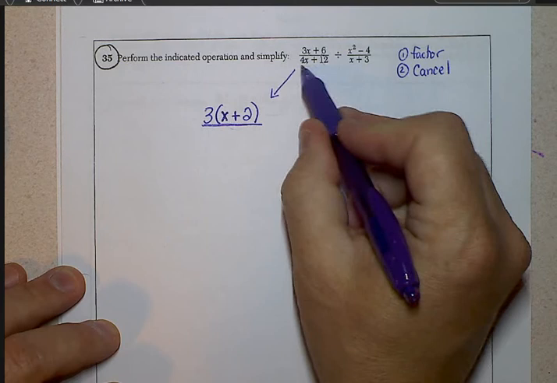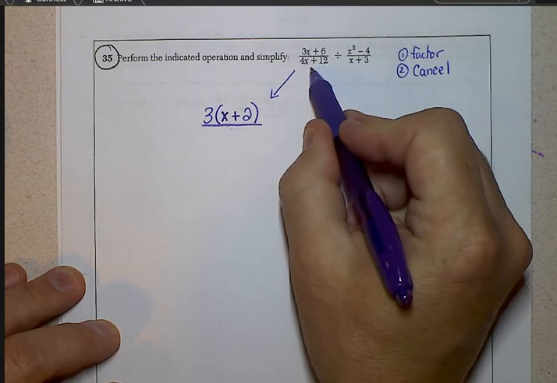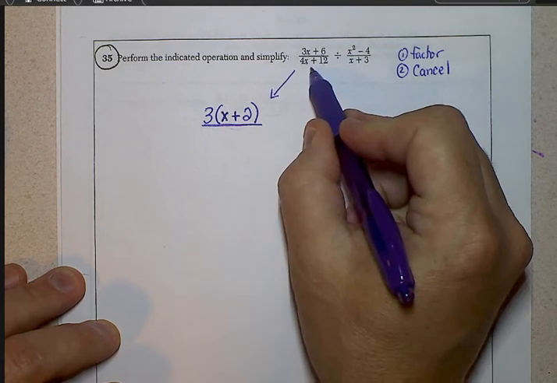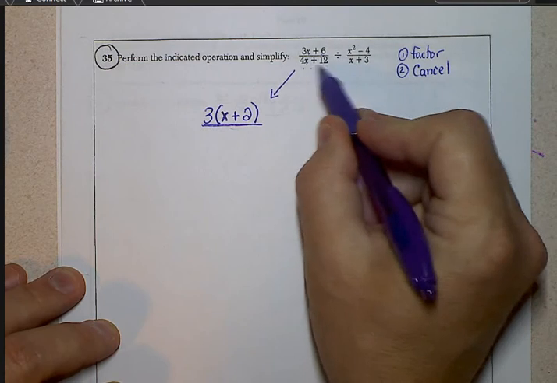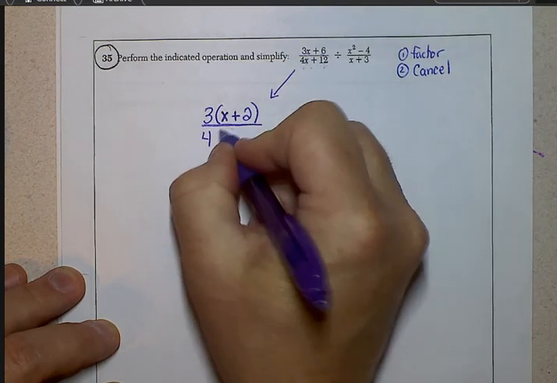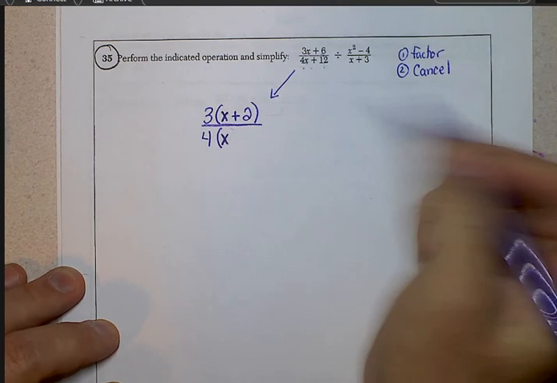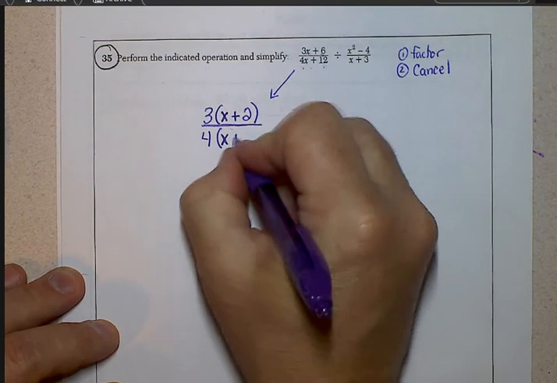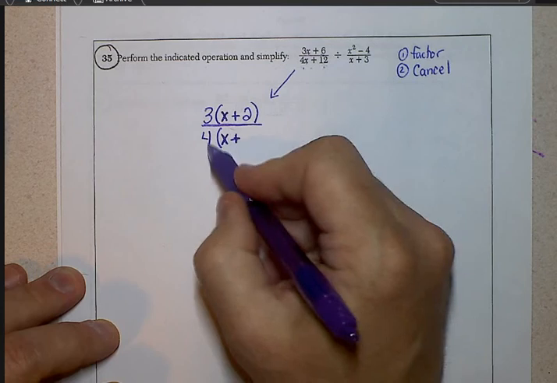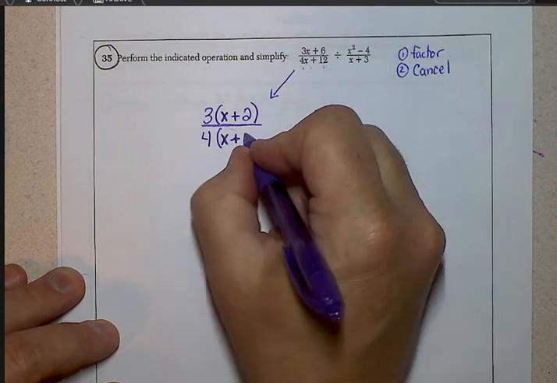I'm now going to look at the denominator, which is 4x plus 12, and go through the same process. Is there a GCF? The answer is yes. What is it? It's 4. What do I multiply the 4 by to get the 4x? X, then plus, which is the same sign as I see here. And then what do I multiply the 4 by to get the 12 back? That's going to be 3.